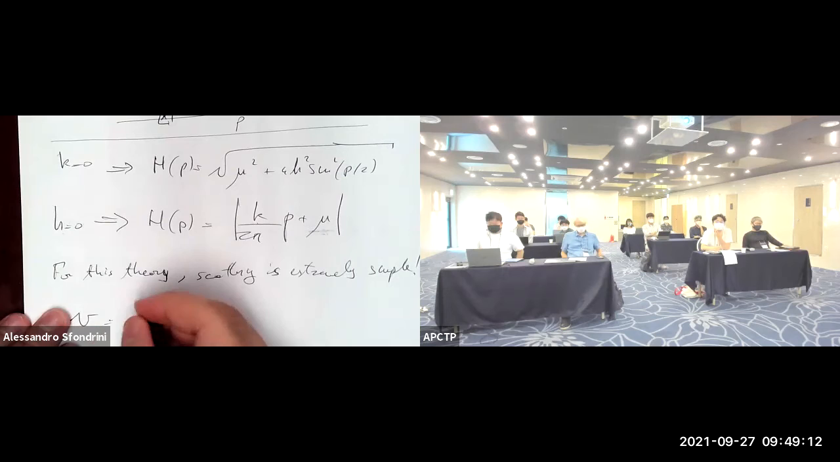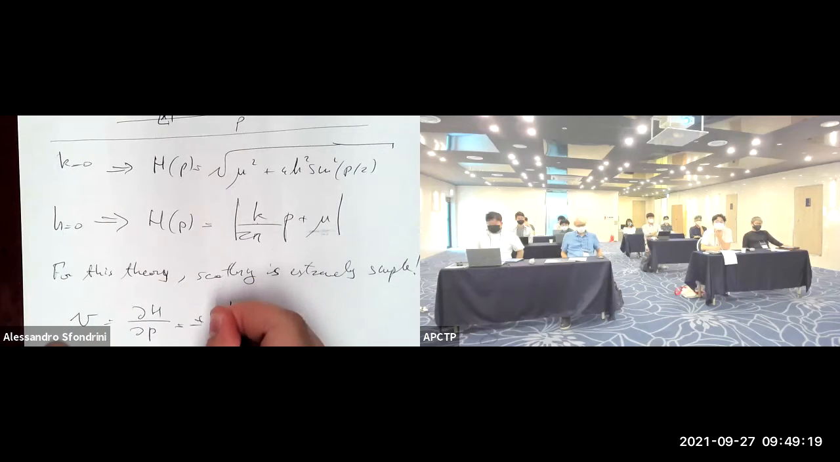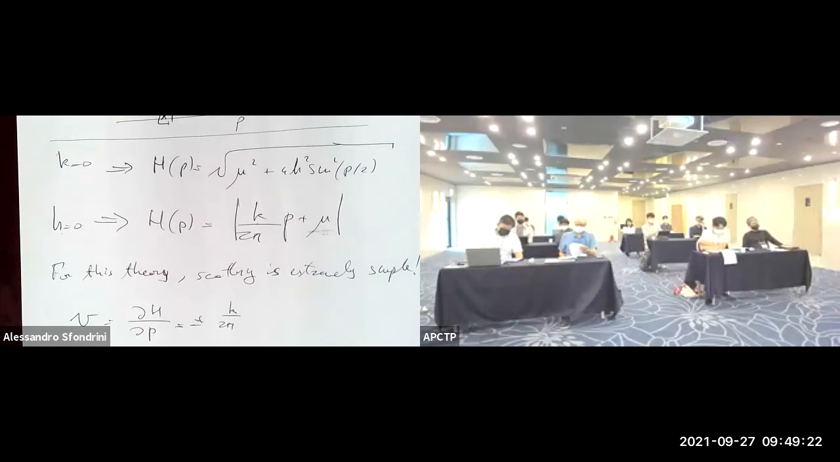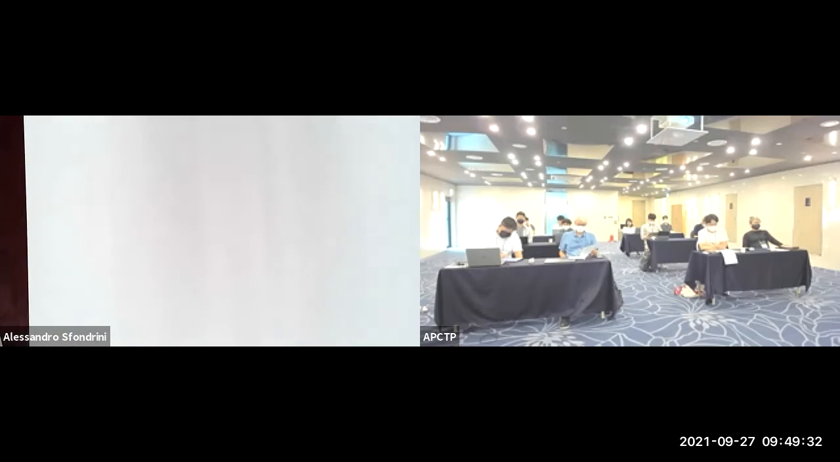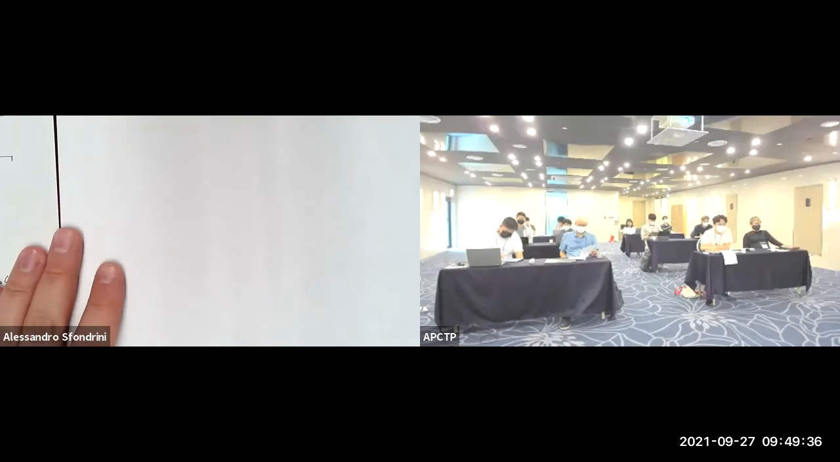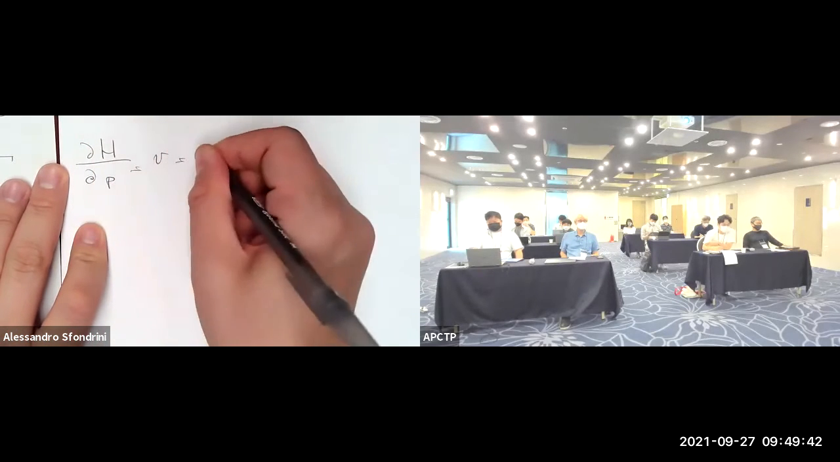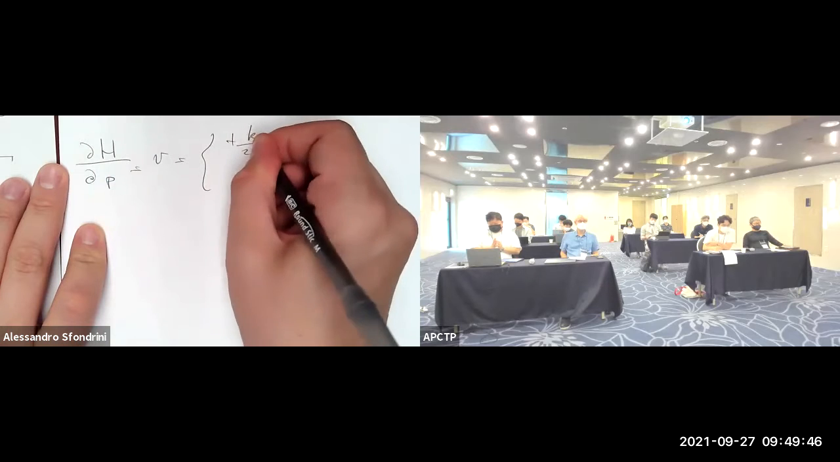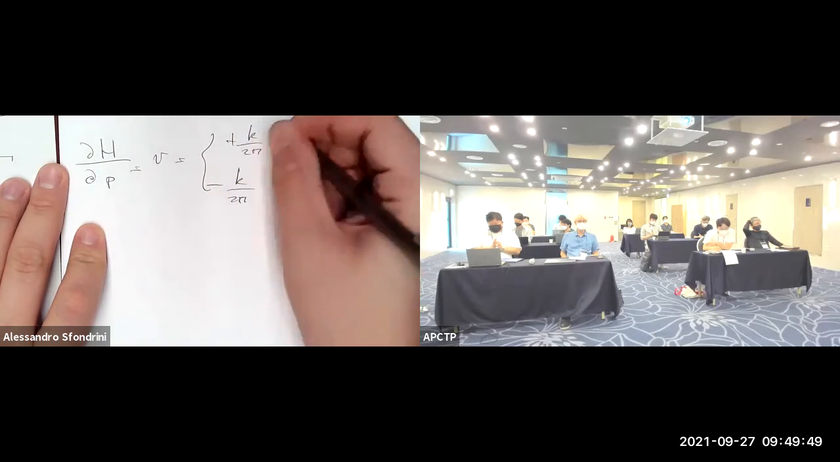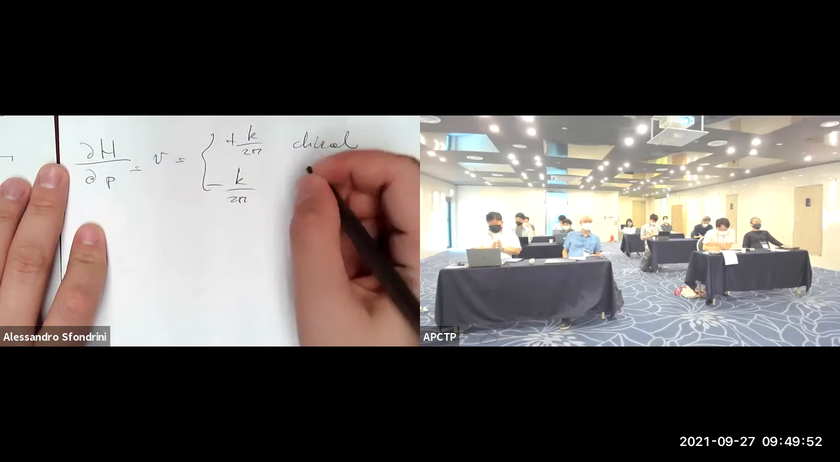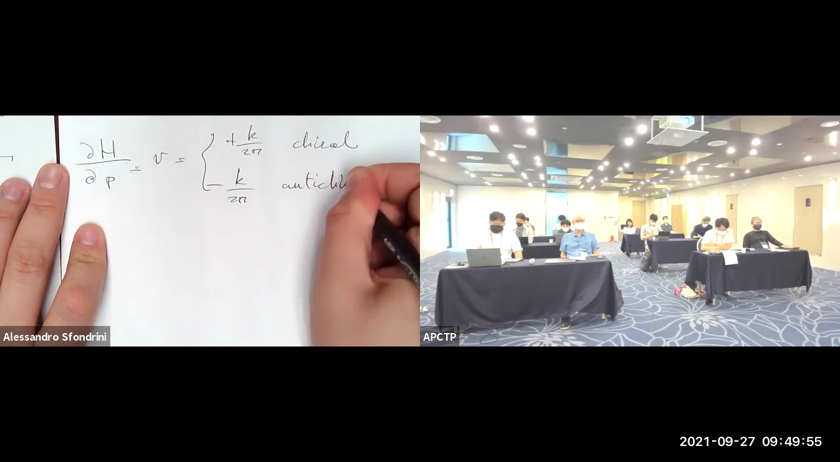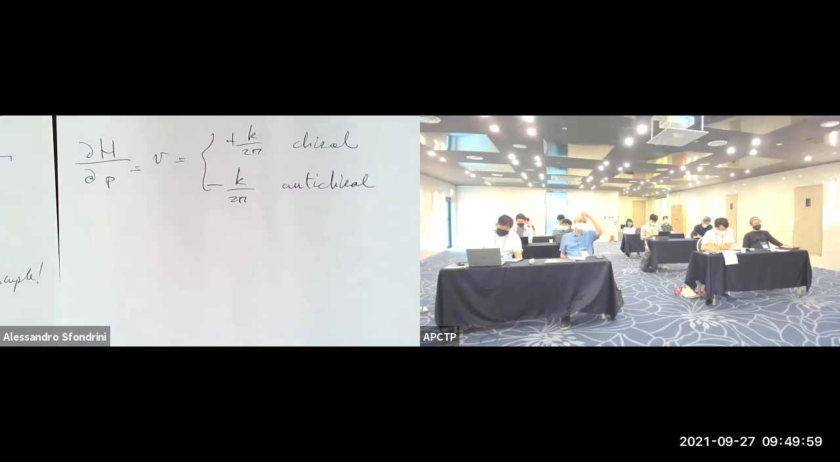So another thing that I wanted to say is that the velocity, which is dH over dP, is just plus or minus K over 2 pi. So these guys move with the speed of light either to the left or to the right. Let me write again here dH over dP, which is the velocity. This is equal to either plus K over 2 pi or minus K over 2 pi. And I call these guys chiral, and I call these guys anti-chiral, just because one moves to the left, one moves to the right on the worldsheet.